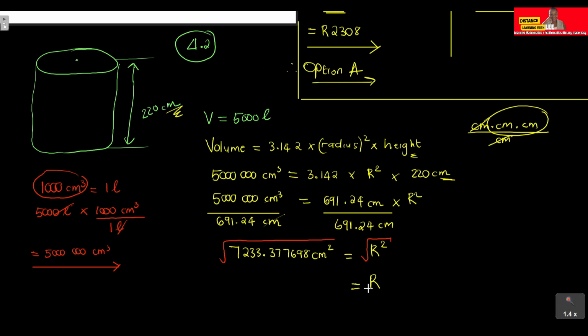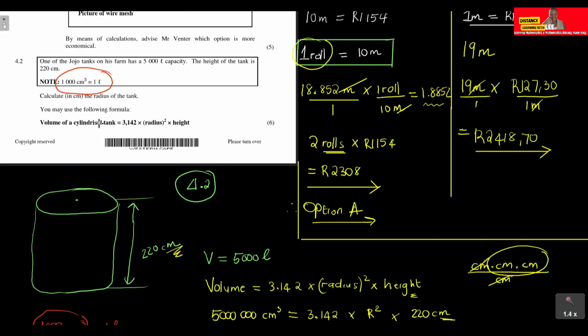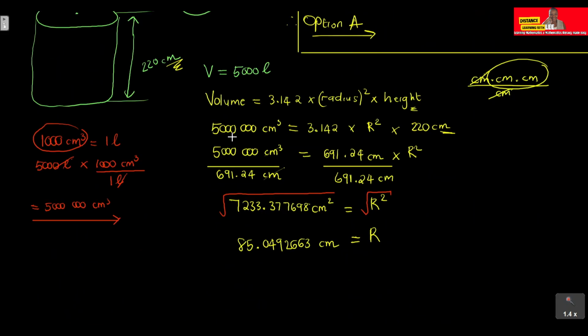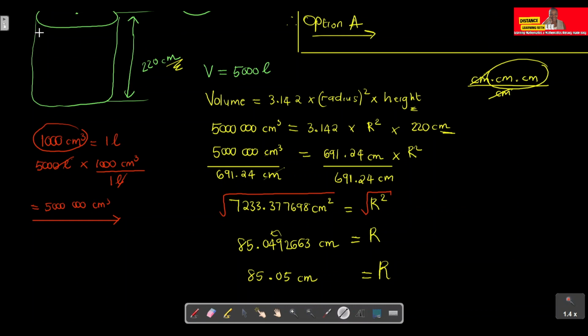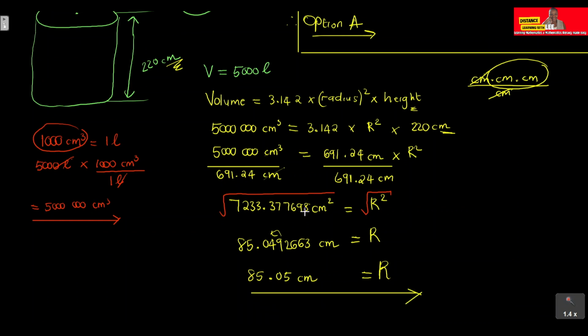Therefore your r is equal to the square root of this value. Remember I'm only going to round off my final answer, just to maintain accuracy. Therefore your radius in centimeters is equal to 85.0492663 centimeters, right? And then what was the question saying? Determine the radius of the tank. I'm actually going to round it off to 2 decimal places. So the radius is going to be equal to 85.05 centimeters.